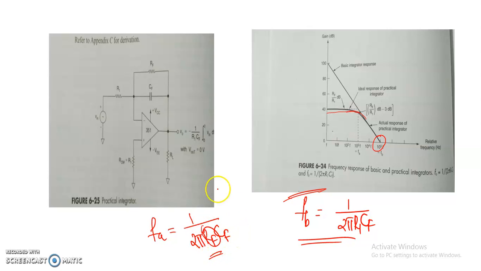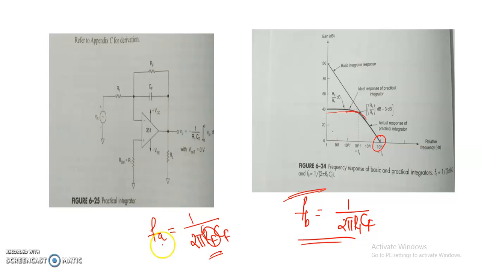In order to avoid the low frequency roll-off problems as well as to give stability to the circuit, we can add an extra resistance RF in parallel to the capacitor CF in the feedback circuit. This is the case of a practical integrator. In a practical integrator, we usually use a resistor RF parallel to the capacitor CF in order to avoid the stability problems as well as the low frequency roll-off problems.